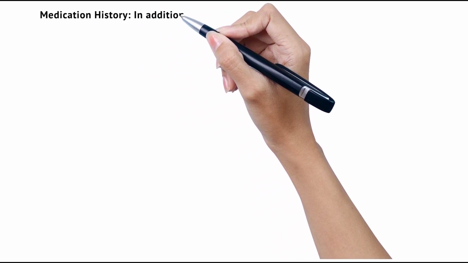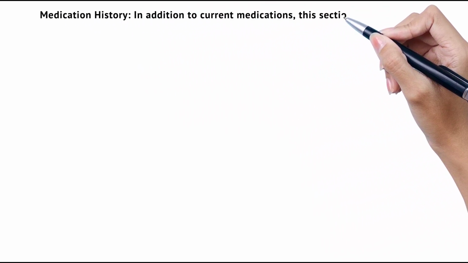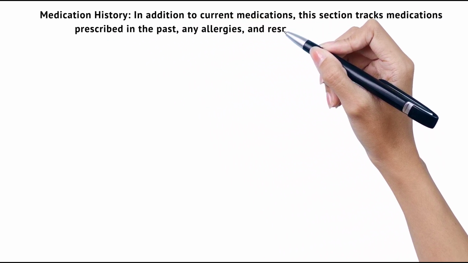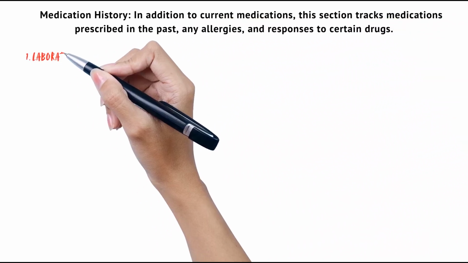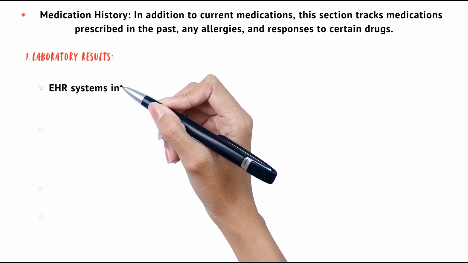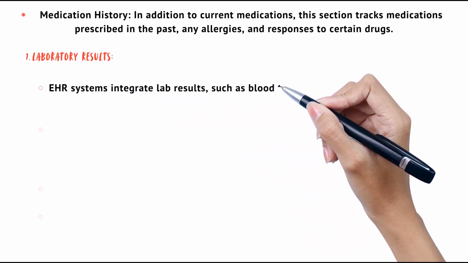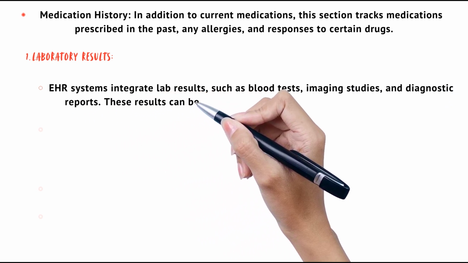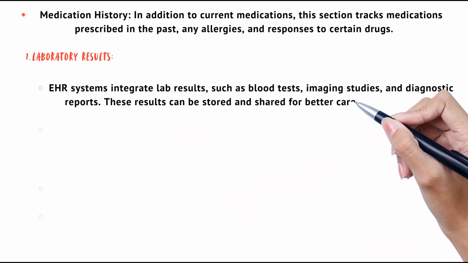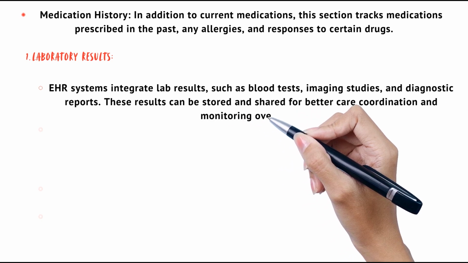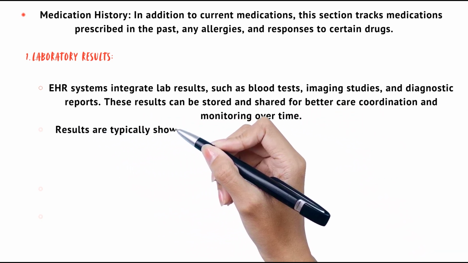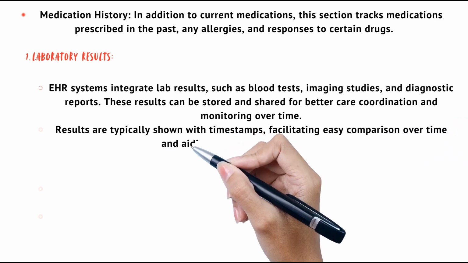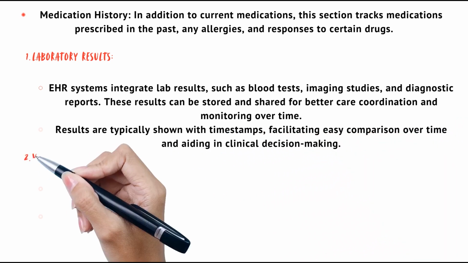Medication history. In addition to current medications, this section tracks medications prescribed in the past, any allergies, and responses to certain drugs. Laboratory results. EHR systems integrate lab results, such as blood tests, imaging studies, and diagnostic reports. These results can be stored and shared for better care coordination and monitoring over time. Results are typically shown with timestamps, facilitating easy comparison over time and aiding in clinical decision-making.